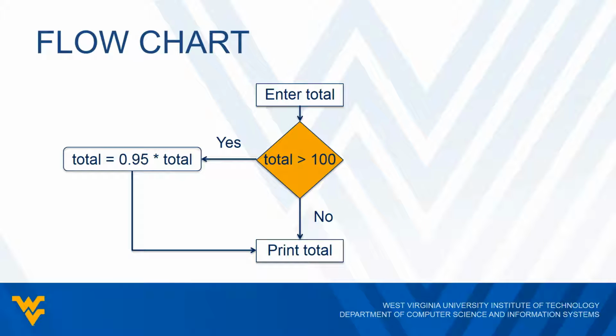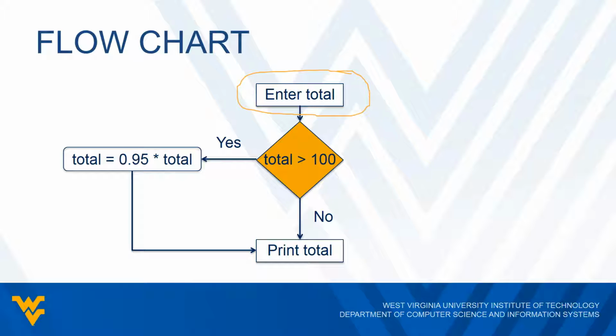Here's a flowchart to help us illustrate what we're supposed to do in this section of the code. We're going to start right here where we're going to have the user enter the total. So we'll have some text box, ask the user to enter a total in there, and maybe click on a button to calculate. Then we go down the arrow and we ask, is the total greater than 100? If yes, we'll go left in our flowchart here and say that the total should be equal to 0.95 times the total, and then we'll move down to where it says print total, and we would display that total.